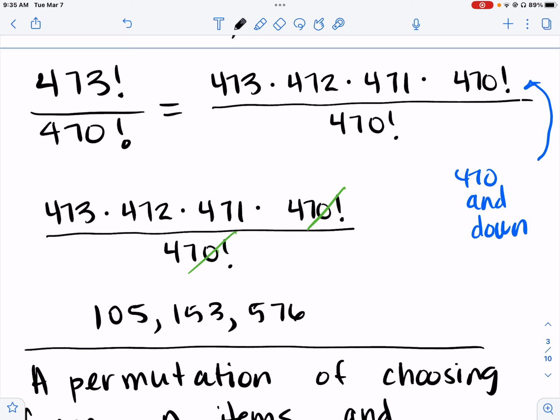Same thing with really big numbers. We don't want to write that out. 473 factorial over 470 factorial. So on top, we can just write 473, 472, 471, and 470 factorial, which means 470 and down, and that cancels with the 470 factorial on the bottom. Then you would just multiply the numbers that didn't cross out.